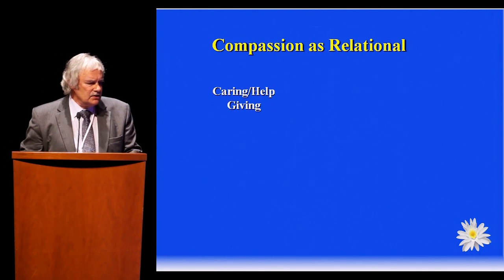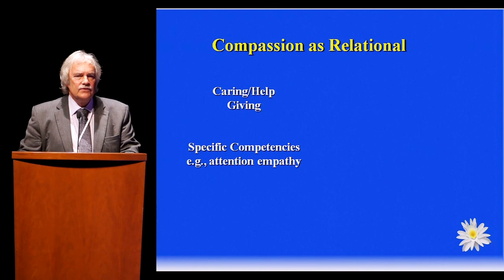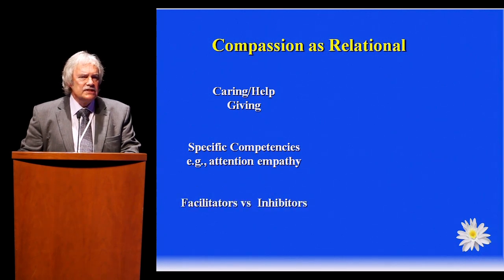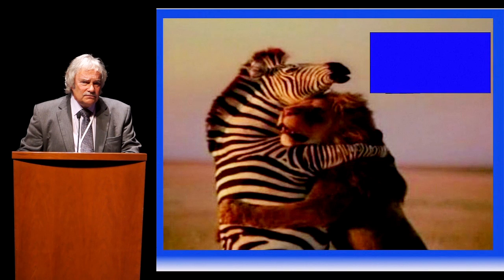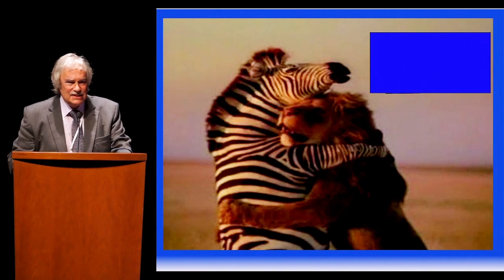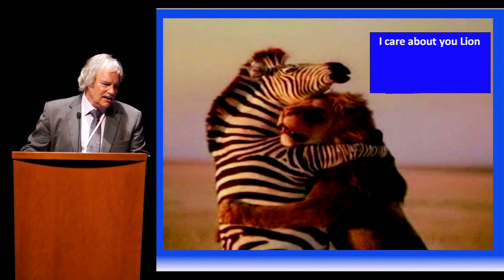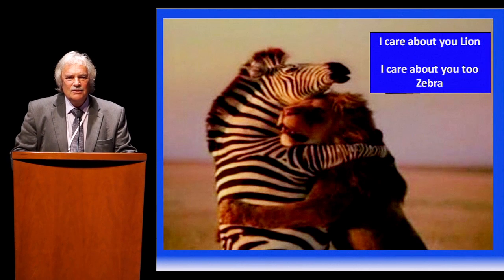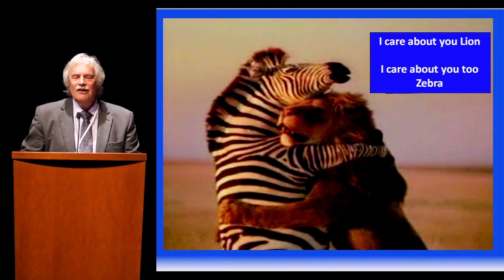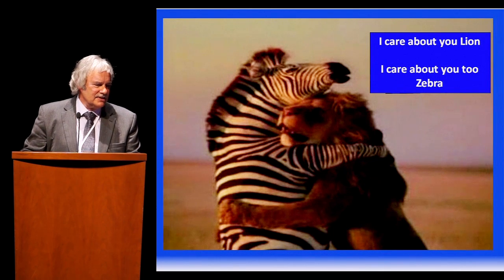Compassion is also relational. There's the compassion that we give to others, and again, Dr. Ekman talks about this, and that requires various competencies, and there are facilitators and inhibitors to that. It's easier to be compassionate to people you like than people you don't like. But compassion is also relational. So there are some compassions where you're not going to see, I care about you, lion. I care about you too, zebra. So in being compassionate, there are facilitators and inhibitors.